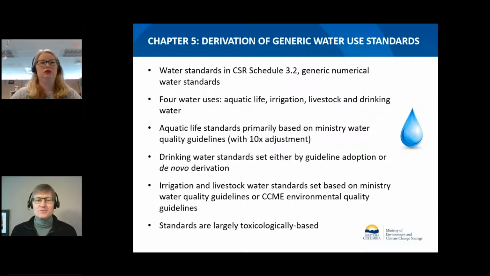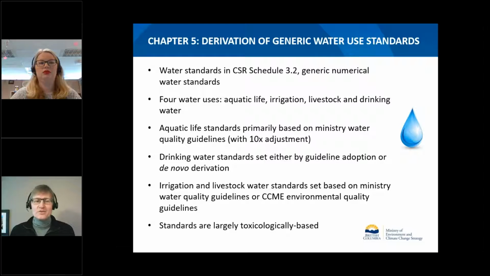The next is drinking water use. Drinking water standards are set by either adoption of a drinking water guideline from another jurisdiction or de novo derivation by the ministry. Adoption is from one of the following sources: the Health Canada Guidelines for Canadian Drinking Water Quality, the ministry's approved water quality guidelines, drinking water sources, US EPA regional screening levels, the Ministry of Health drinking water guidelines, US EPA national primary drinking water regulations, or the World Health Organization guidelines for drinking water quality. De novo derivation is outlined in the chapter for both carcinogenic and non-carcinogenic substances. Drinking water standards are not rounded.